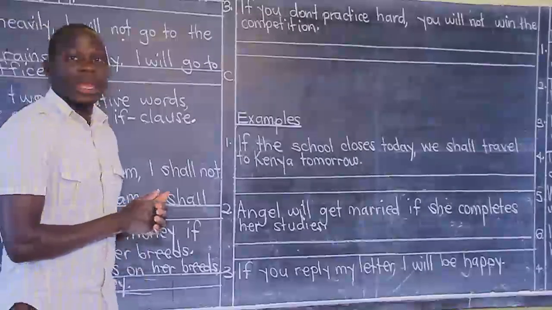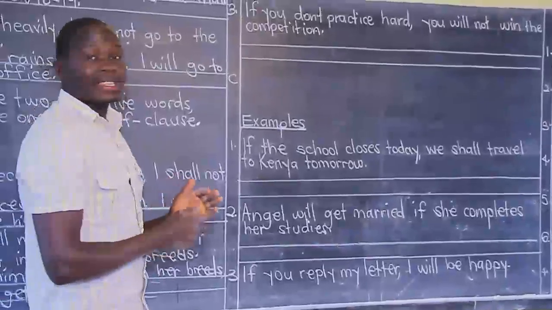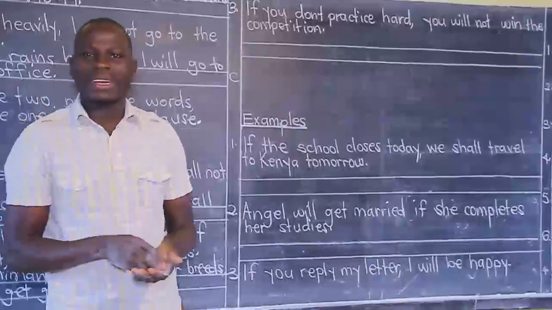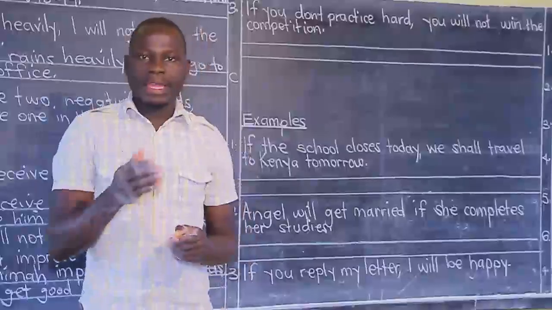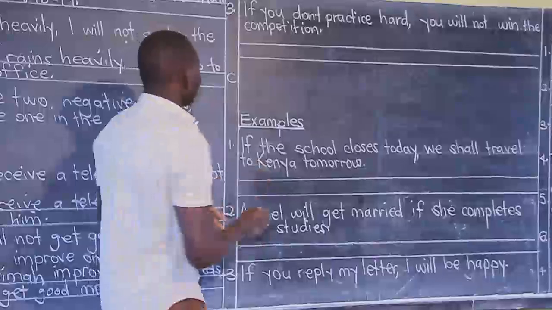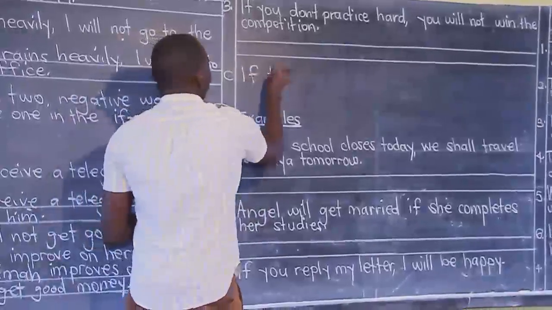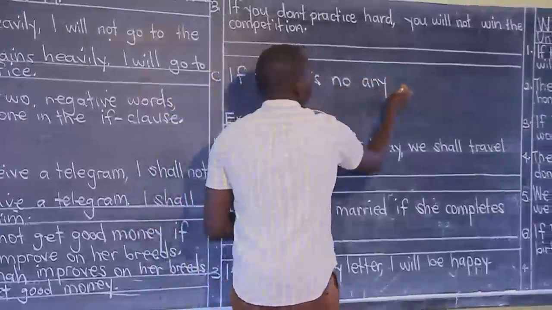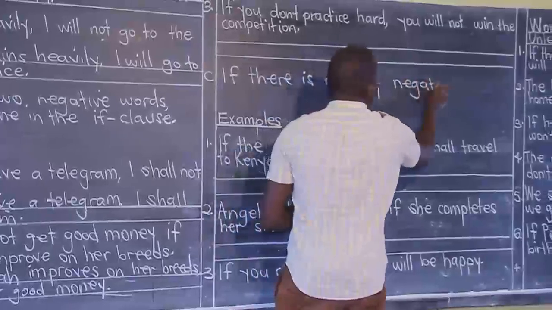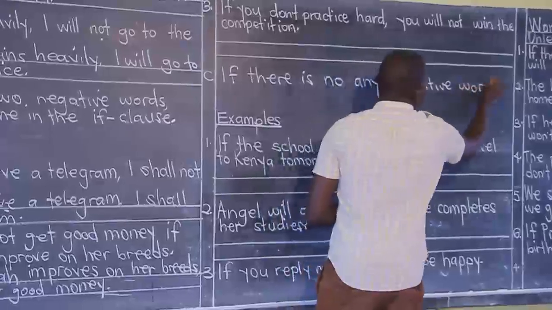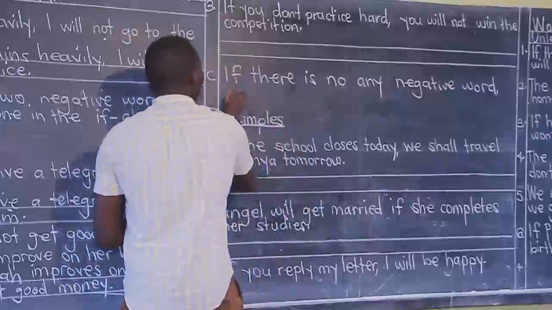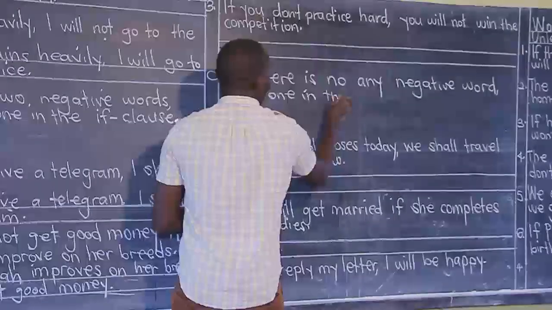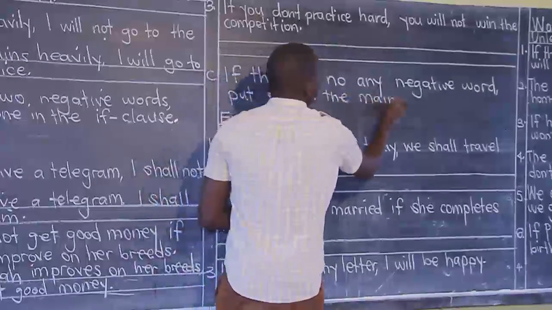Let's go to the last rule. The last rule says, if there is no negative word, add one in the main clause. Okay? So let's write the rule down. If there is no negative word, put one in the main clause.